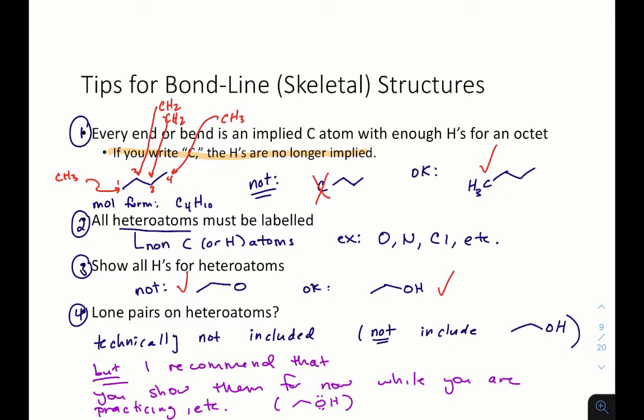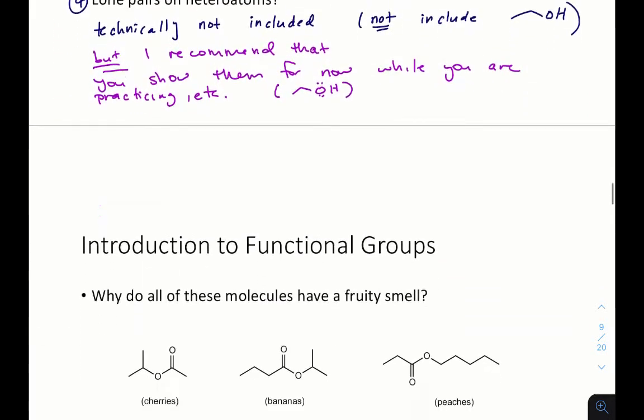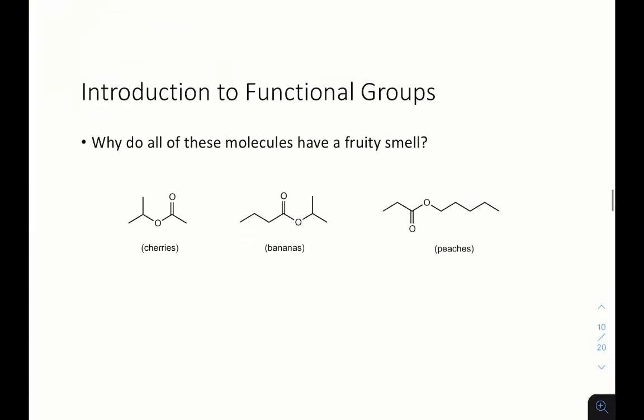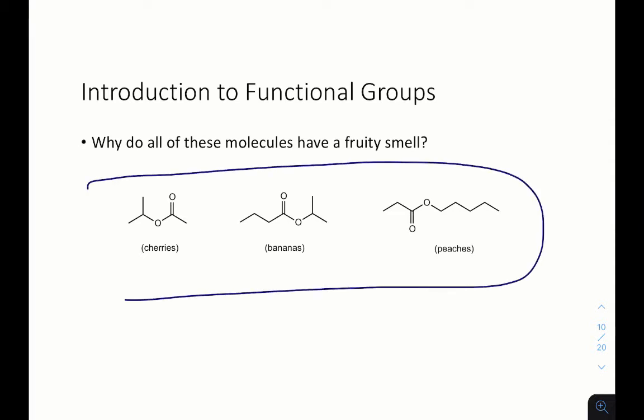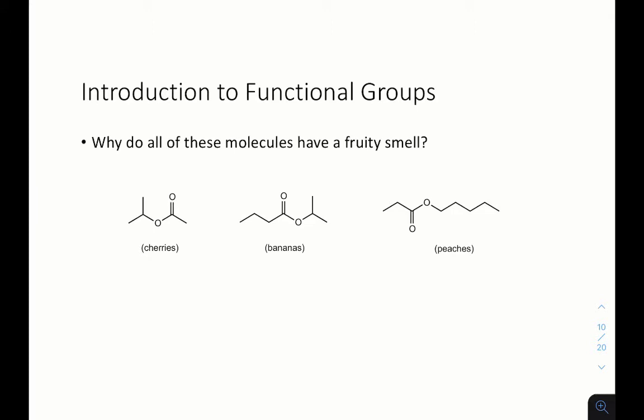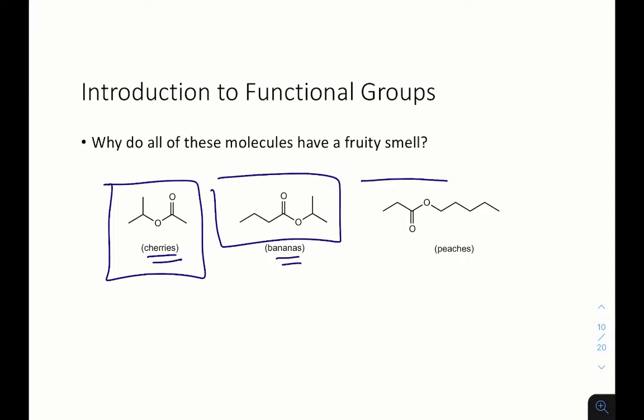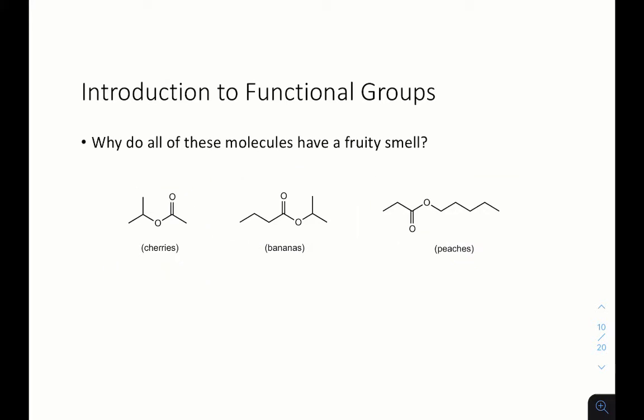Now that we can draw these skeletal structures, let's move on to thinking about what we can learn from them. I would pose the following question to you. Why do all of these molecules have a fruity smell? This first molecule is responsible for the smell of cherries. The second one, the smell of bananas. And lastly, this molecule is responsible for the smell of peaches. So why do all 3 molecules have fruity smells? What do you think? Write it down.